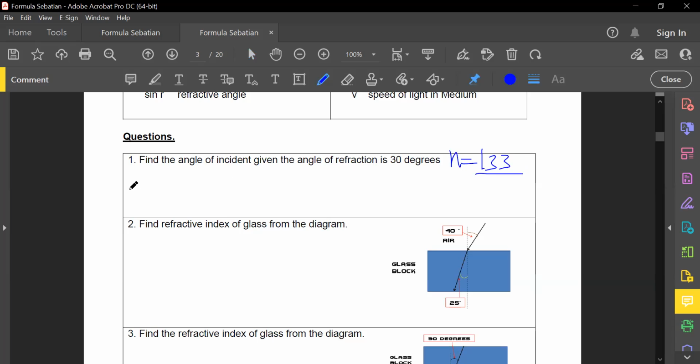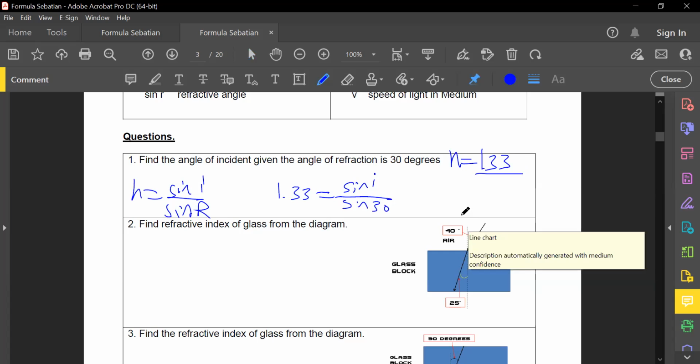Anyways, here you're clearly supposed to use the n equals sine i over sine r formula, right? Which in this case will be 1.33 equals sine incident angle over sine 30, right? Press that in your calculator and how much are you going to get? How much degrees are you going to get for this one?